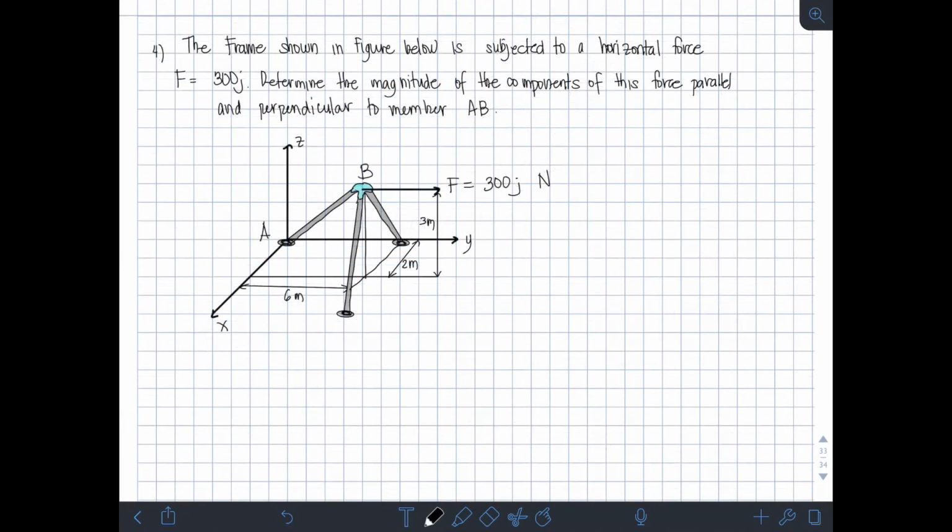Okay? Next, the frame shown in the figure below is subjected to a horizontal force F equal to 300j. Determine the magnitude of the components of this force parallel and perpendicular to member AB. So, we have a given frame, with a force F equal to 300 newtons acting on this portion of the frame.